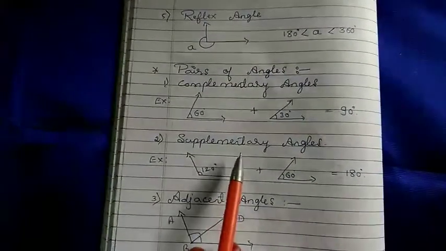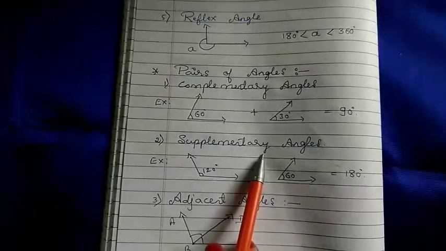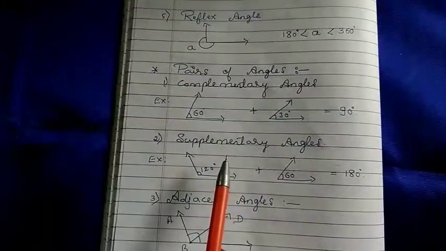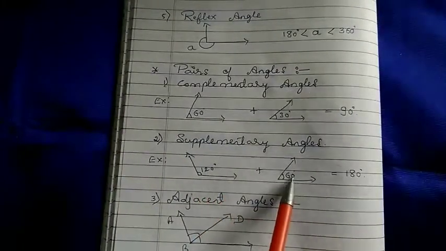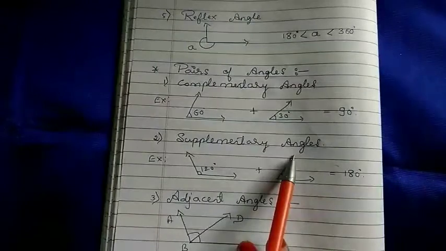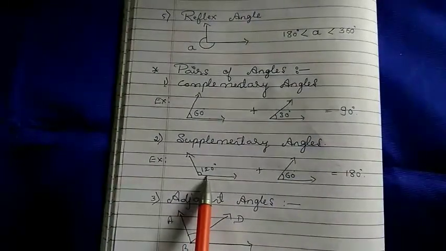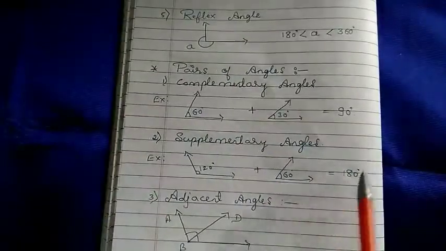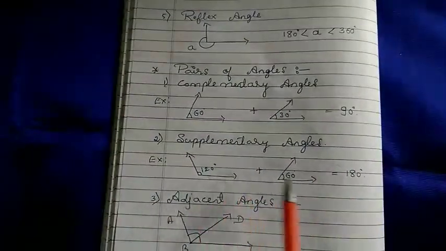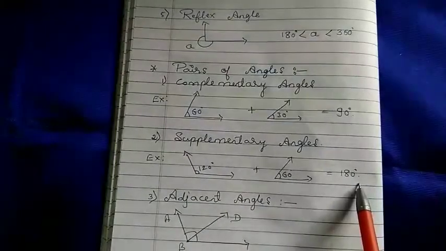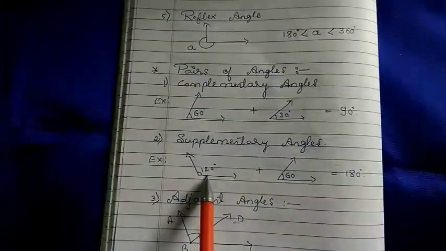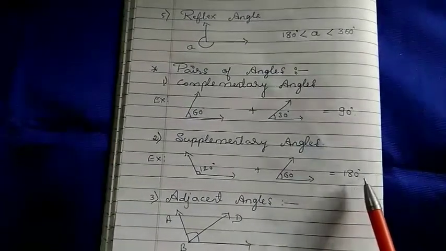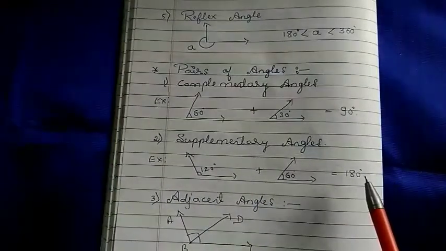Next is supplementary angles. Two angles whose sum is 180 degree are called supplementary angles. Example, here 120 plus 60 degree is 180 degree. And also you can give 90 plus 90, also 180 degree. And 150 degree and 30 degree equal to 180 degree. You can give many more examples.